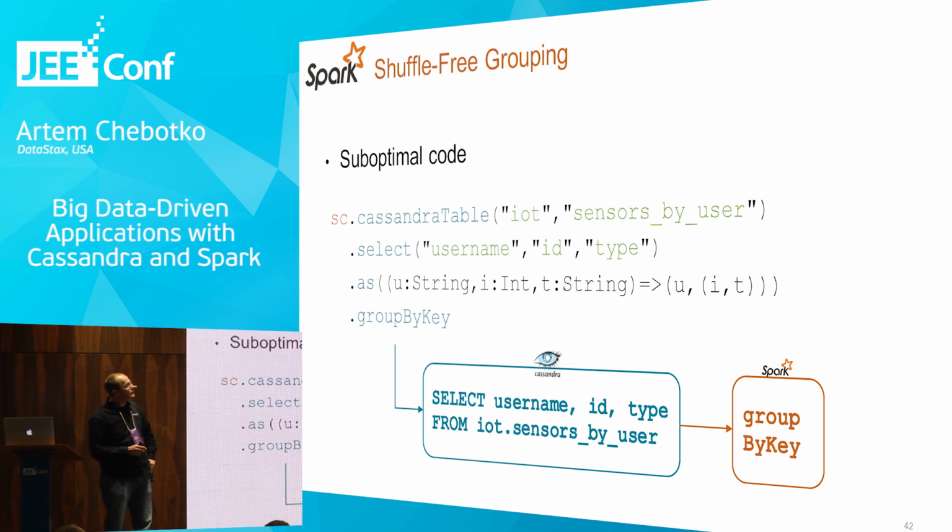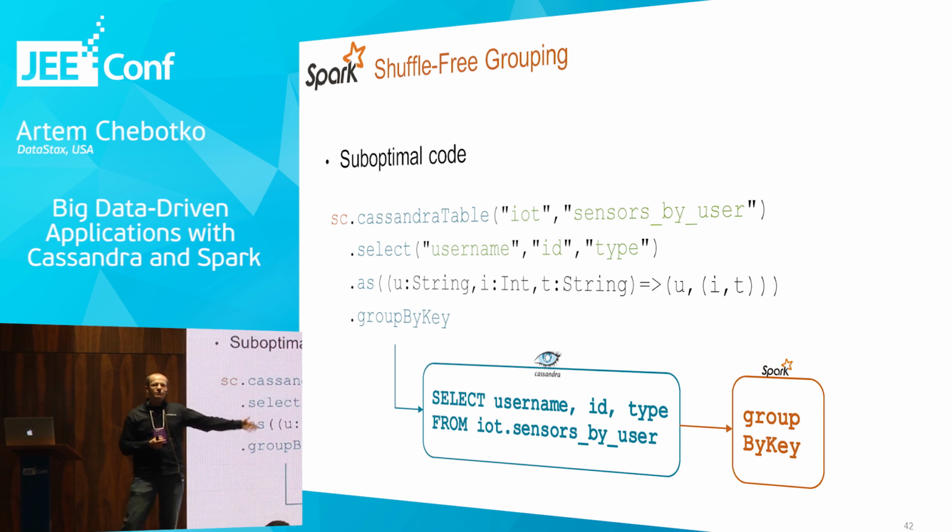And the last optimization here is shuffle-free grouping. You can sometimes completely avoid shuffling when you group data. So in this example, I'm reading from table sensors by user, and I'm reading 3 columns, and I'm transforming each Cassandra row that I get to a tuple, a key-value pair where username will be key, and ID and type will be value. And after that, I'm grouping by key. So part of this is executed by Cassandra as an SQL query, and another part will be executed by Spark as group by key.